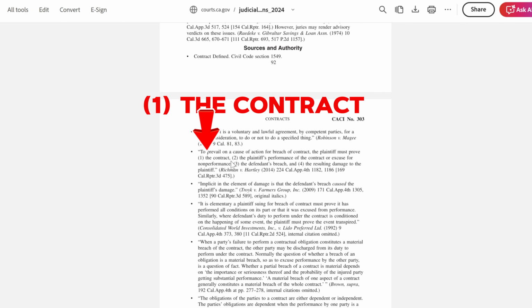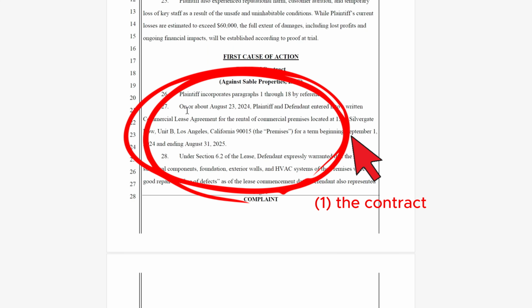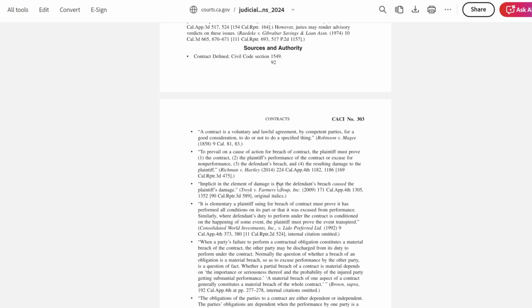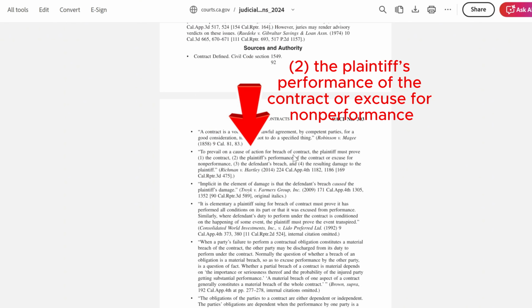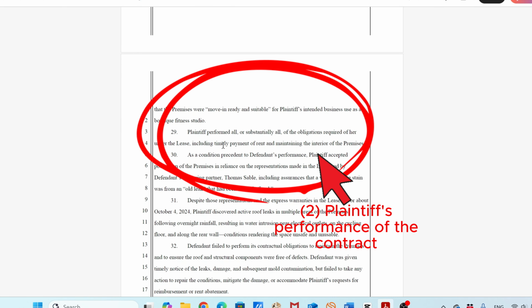Now let's test our example. The first element is the existence of a contract. As you can see, paragraph 27 states that the parties entered into a contract and provides details about it. This statement is based on the factual background section, which includes more specifics about the agreement. So, our claim passes the first element. Next, the second element, the plaintiff's performance. Paragraph 29 states that the plaintiff performed her part of the agreement by making the required payments. This sufficiently pleads the second element.